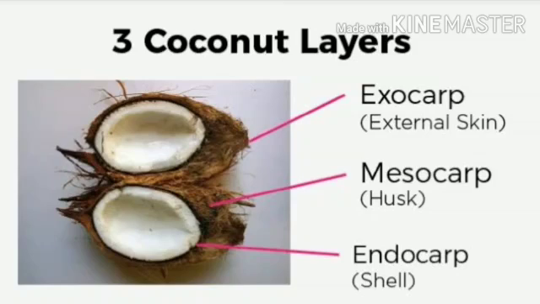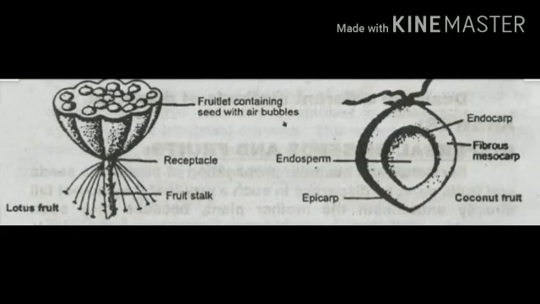I'll tell you some examples for hydrochory or dispersal by water. They are lotus and coconut. In lotus and coconut, the middle layer is fibrous and easily carried away by the water, so they reach different places and grow into a new plant.